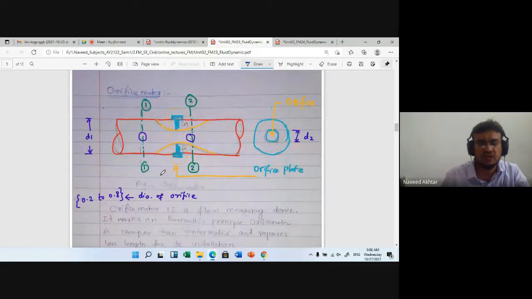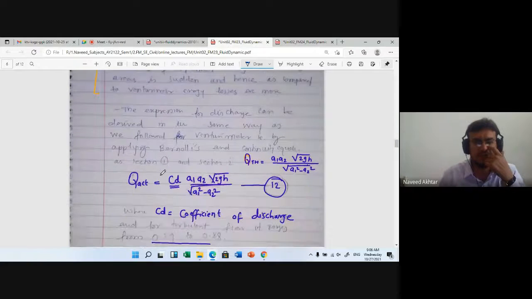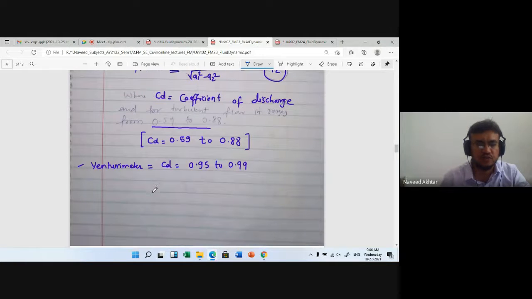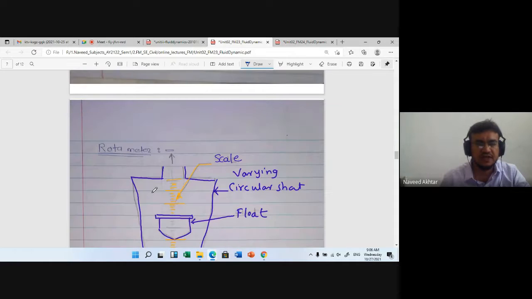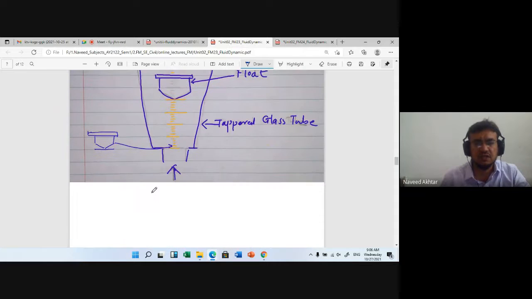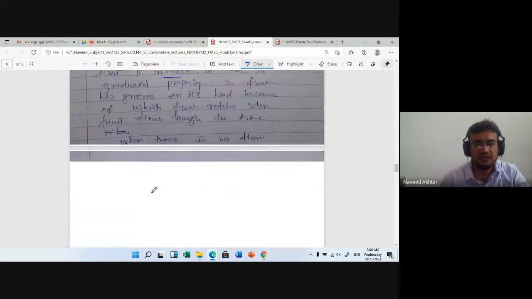Also, we have seen the orifice meter, its construction and working, yesterday. The discharge is the same as for the Venturi meter, but here, due to large energy loss, the coefficient of discharge varies from 0.59 to 0.88. In the case of the Venturi meter, it is 0.95 to 0.99. And then we have seen the rotameter, which directly gives the discharge on a flow scale.